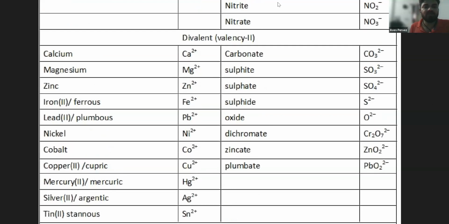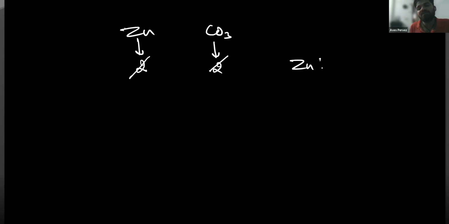For example, this is zinc. If I'm talking about zinc carbonate, zinc is 2 positive and carbonate is CO3, 2 negative. The number written above is the valency. This is 2 plus and this is 2 minus. So zinc has valency 2, and carbonate, CO3, has 2 as well; don't write the minus sign here. When they have the same charges, they cancel out each other, and you write the formula ZnCO3.